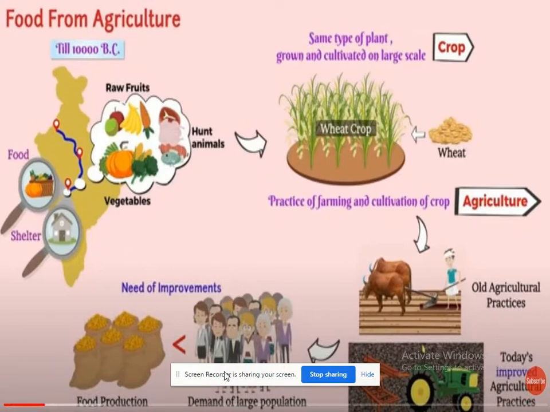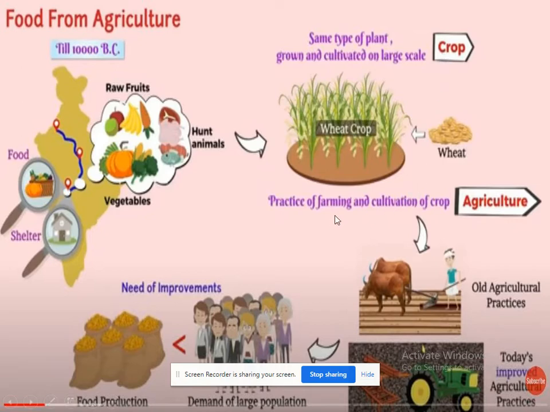But as the population started increasing, the food demand also started increasing. So what did the people start thinking? They started growing the same crops. For example, we can take wheat. They started growing wheat on the same land on a large scale. Such kind of processing or cultivating, we call it a crop. This we are going to study in detail in the next slide.